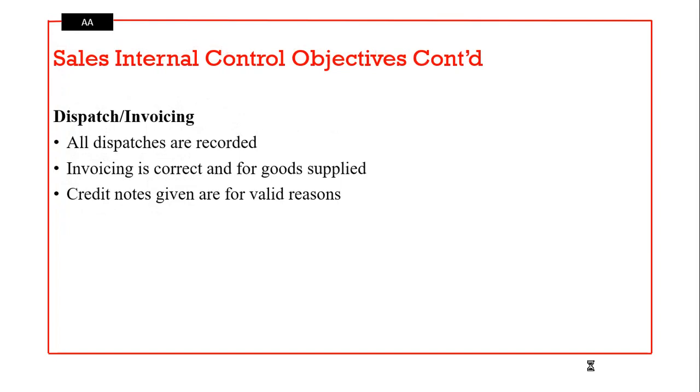Under dispatch, the objectives are that all dispatches are recorded and that invoicing is correct and for goods that have been supplied in the past. Remember, invoicing is simply demanding for payment to be made, and therefore we can't demand that payment be made for goods that were not supplied. And then credit notes are normally raised when clients ask that you reduce the amount of the invoice because maybe you oversupplied or there's a mistake on your invoice.